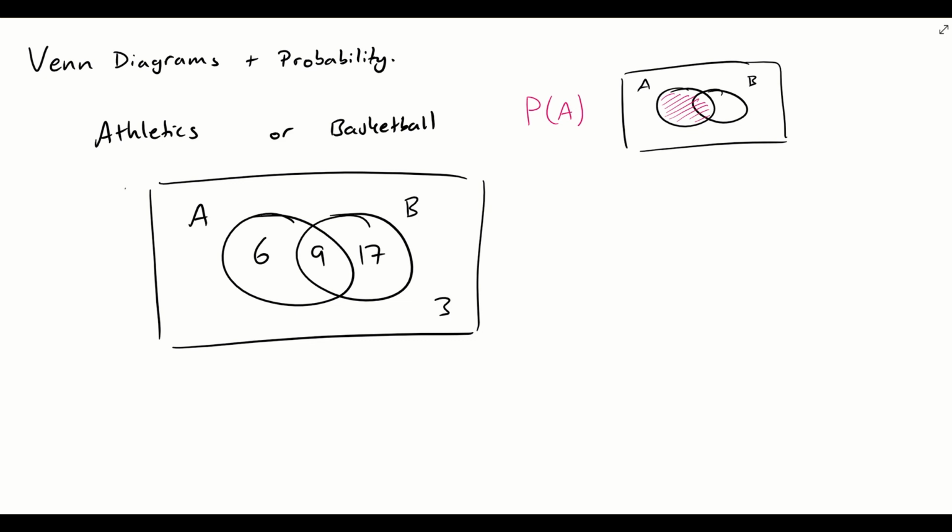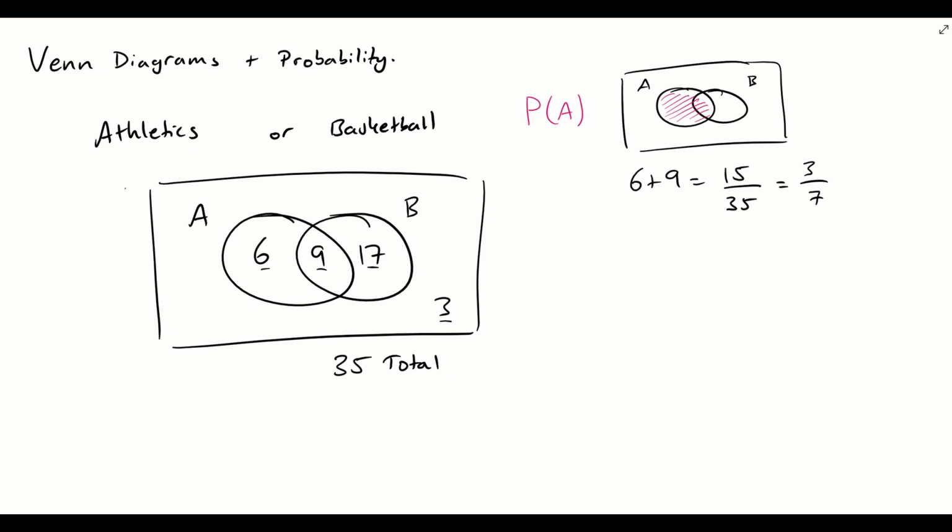And in our situation, we're looking at 6 plus 9. So there are 15 people. 6 plus 9 is 15 people that like athletics. And how many people are there in total? 6 plus 9 plus 17 plus 3. Okay, we have 35 people in total that we've asked. So it's 15 out of 35. And of course, we could simplify this fraction down if we wanted to. We could divide both by 5 and we would end up with 3 over 7.